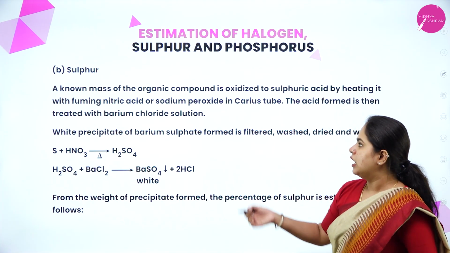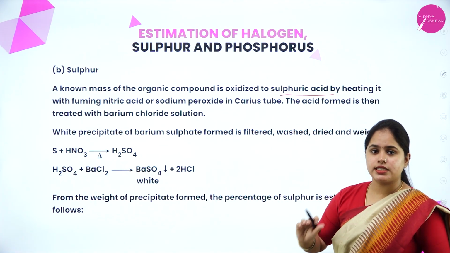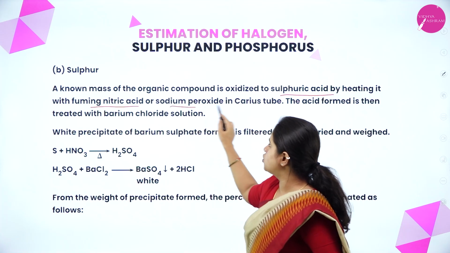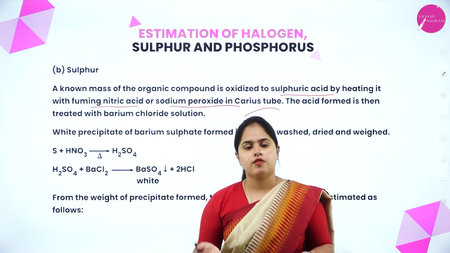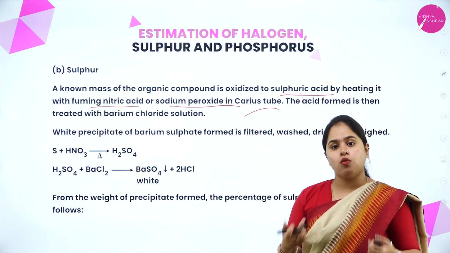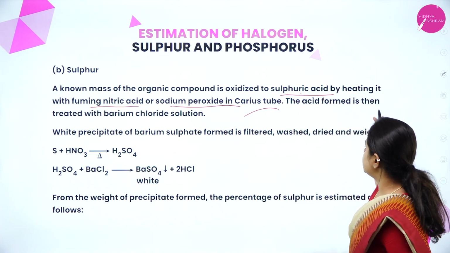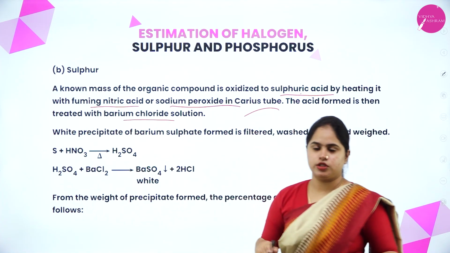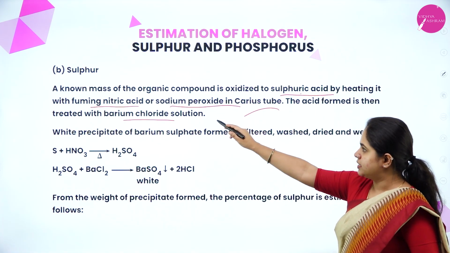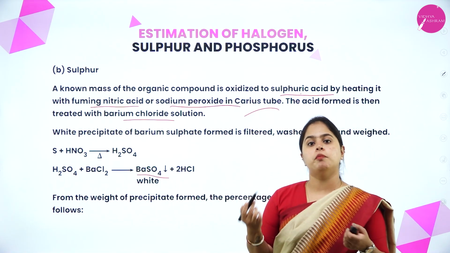A known mass of organic compound is taken, and the sulfur is oxidized to sulfuric acid by heating it with fuming nitric acid or sodium peroxide in the Carius tube. So what will happen? The sulfur will be converted into sulfuric acid. Now the acid formed is then treated with barium chloride solution, and then you will obtain a precipitate of barium sulfate.